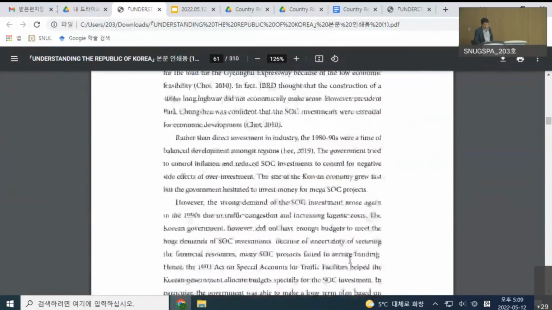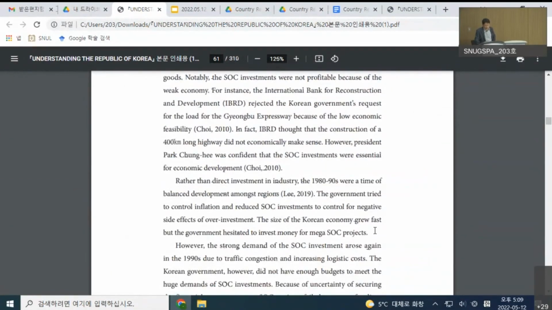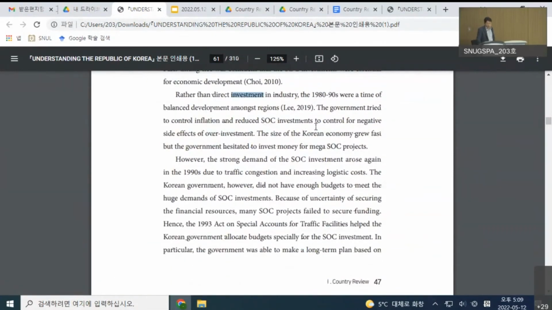Okay, and the infrastructure. This is also very impressive. There was a big gap in infrastructure. In the 1970s and 80s, the Korean economy grew rapidly. It means that Korean society needed more infrastructure. But the government actually did not have enough money. And also, inflation was a big issue at the time. So more investment in SOC, or infrastructure, meant higher inflation. So the government tried to control the provision of infrastructure. That was the reason we had very poor infrastructure.